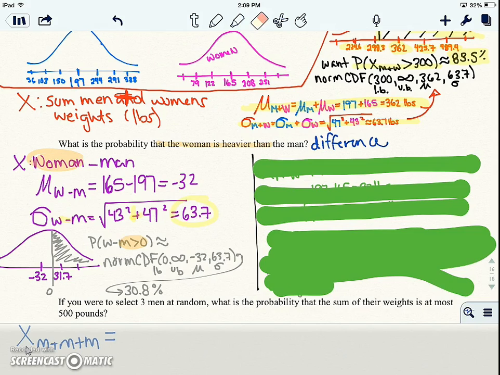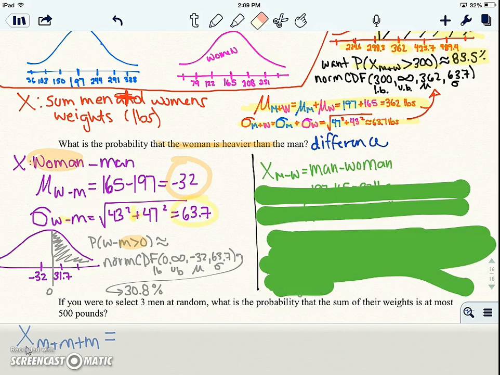We could do the same thing the other direction. So when they ask for the difference and they don't specifically say that it has to be the woman first, you could find the answer either way. Although I would usually do it, if it said woman is heavier than man, I'd put woman first. But some people don't like having a negative mean, and so then they could put the man first.